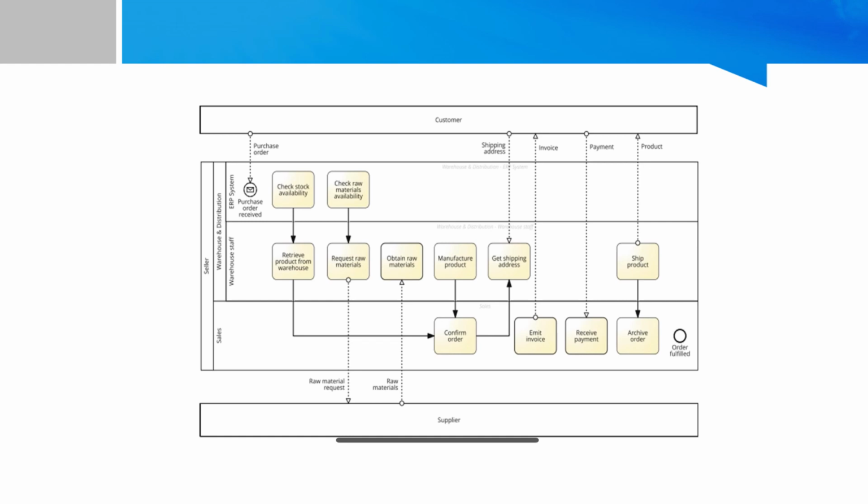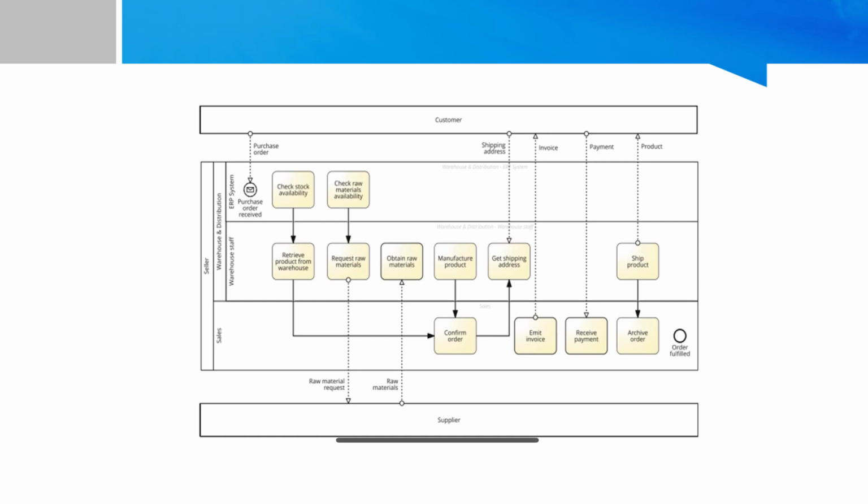In this modeling diagram, there are different elements. The tasks that are performed in the business process are represented in boxes. The solid arrows show the flow of the process, and the dotted arrows show the flow of messages.